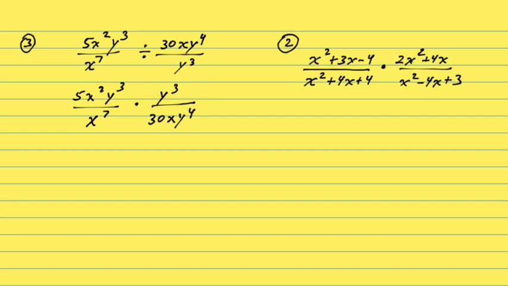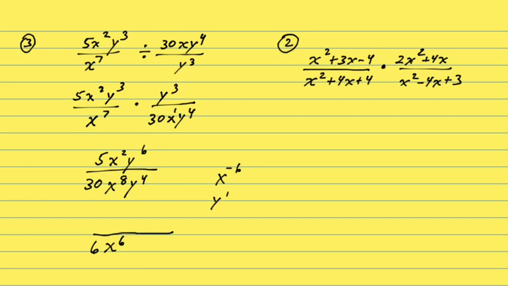Top times top, that would be 5x squared y to the 6 because you add exponents when you multiply like bases. 30 on the bottom, 7 plus 1 makes x to the 8. And what is there, a y to the 4th? 5 goes into 30 six times. How many more x's are on bottom? 6. If you want 2 minus 8, would be x to the negative 6, which means it's on the bottom. Y to the 6 minus 4 would make it y to the 2nd on top. So hopefully you get y squared over 6x to the 6th.